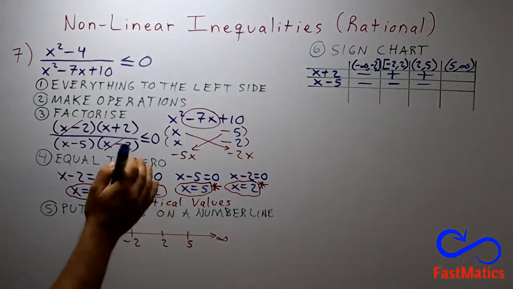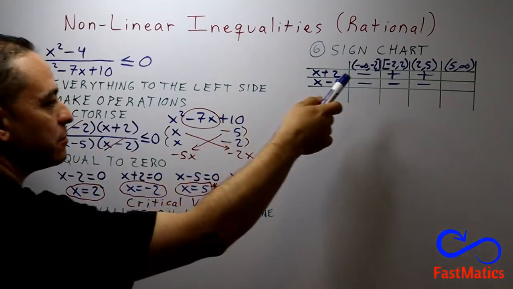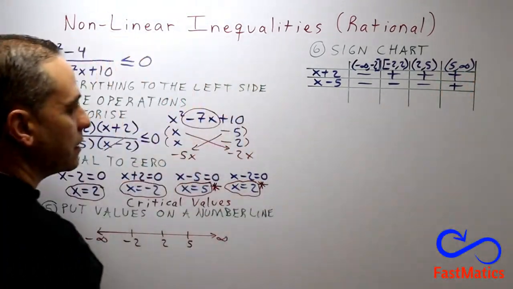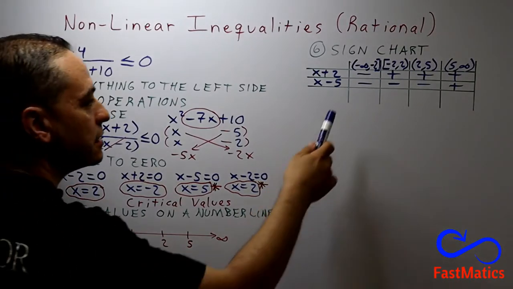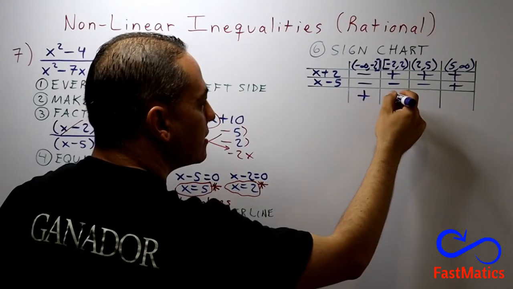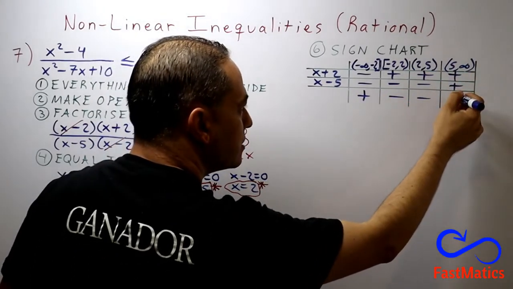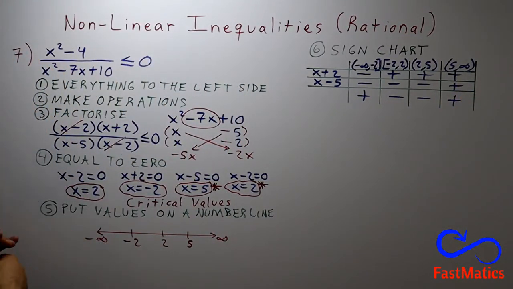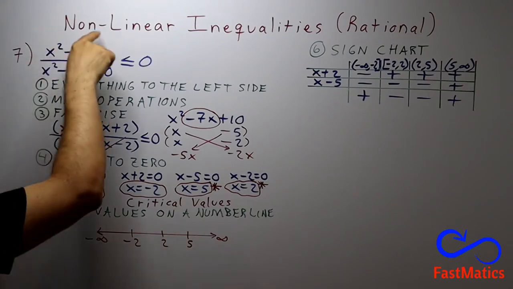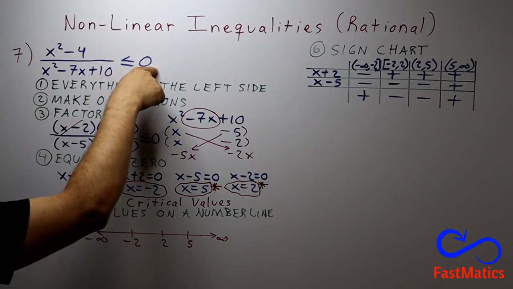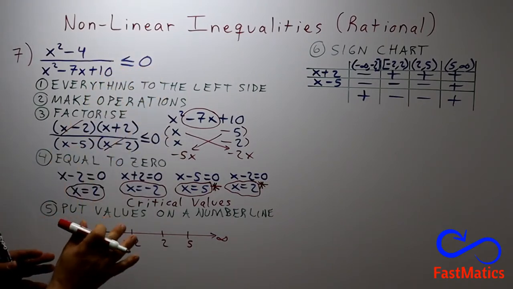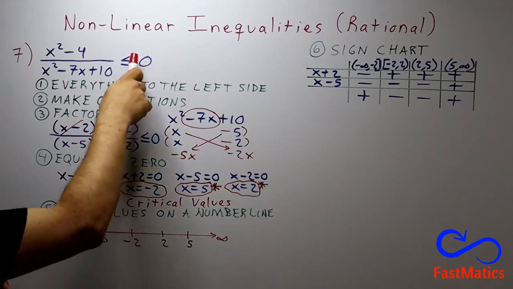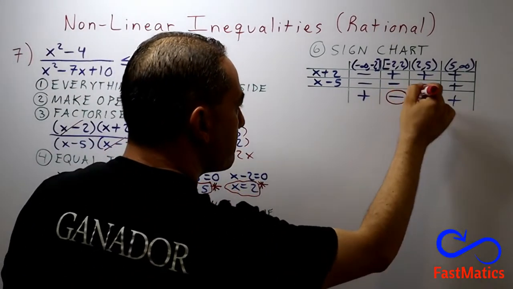And finally, a number between 5 and infinity. For example, 10. 10 plus 2 is 12, positive 12. And 10 minus 5 is positive 5. After that, we multiply, as always. Negative times negative, positive. Positive times negative, negative. Positive times negative, negative. And positive times positive, positive. So where's the answer? The answer will be numbers less than or equal to 0. Those are negative numbers. Never will you have positive numbers less than 0. So the answer is here and here.